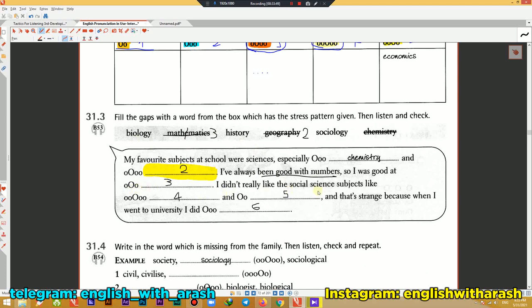I didn't really like the social science subjects like da-da-da-da-da, we had it like sociology. That should be number four. Sociology. And history. That should be five. And that's strange because when I went to university, I did da-da-da.